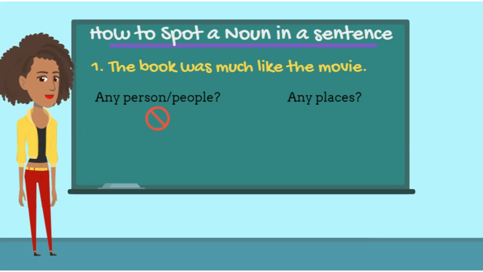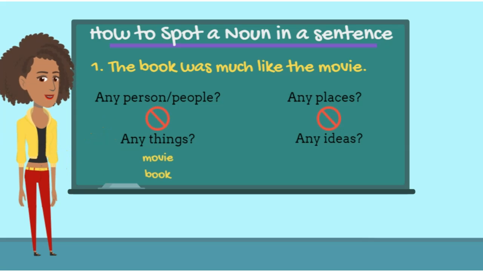I knew this would trick some of you. In this sentence, the word movie is talking about the film, not the movie theater, which is a place. So there's no places in this sentence. Third, we know from what we just stated that movie is a thing, right? So we're going to put movie there. Are there any other things in the sentence? You got it. Book is also a thing.